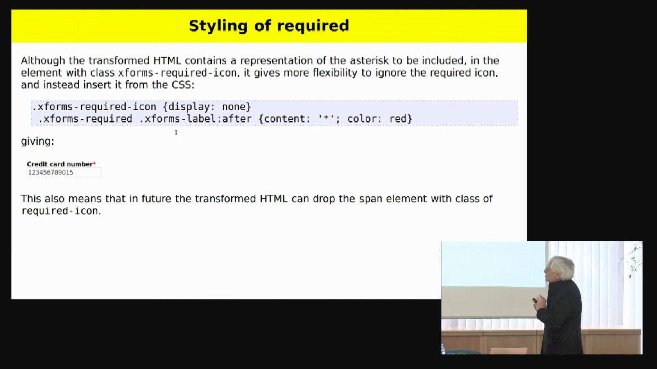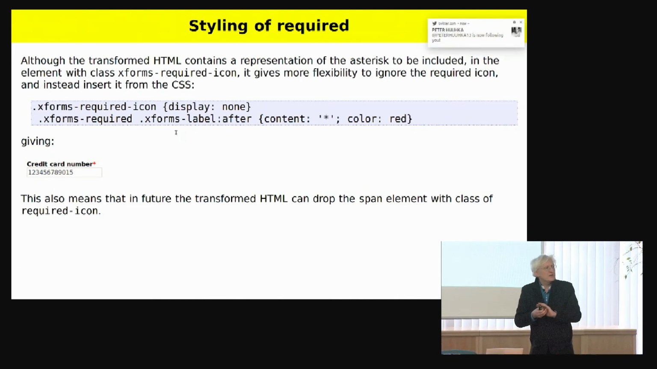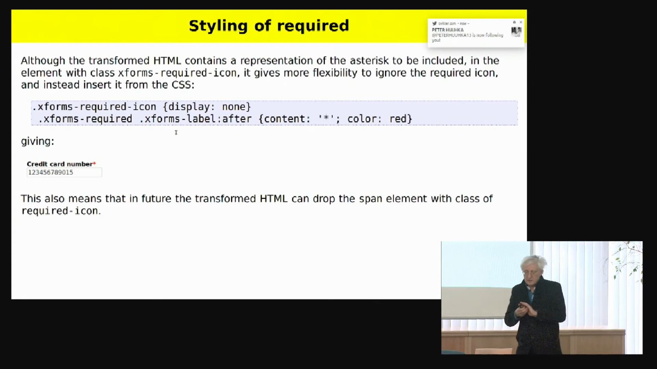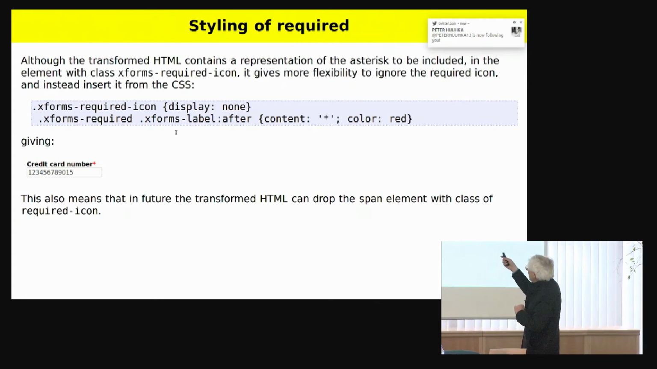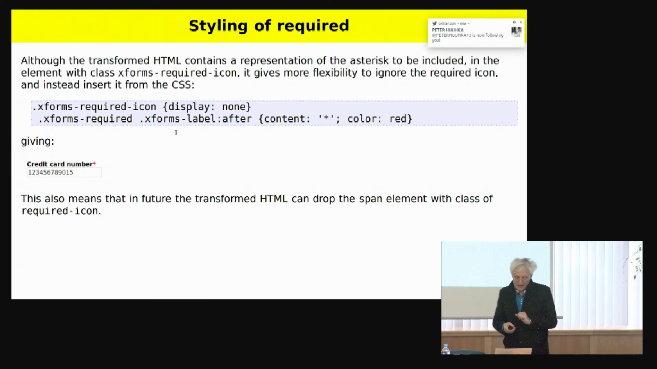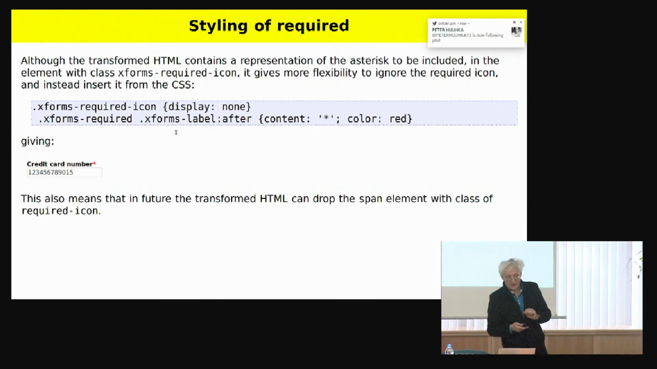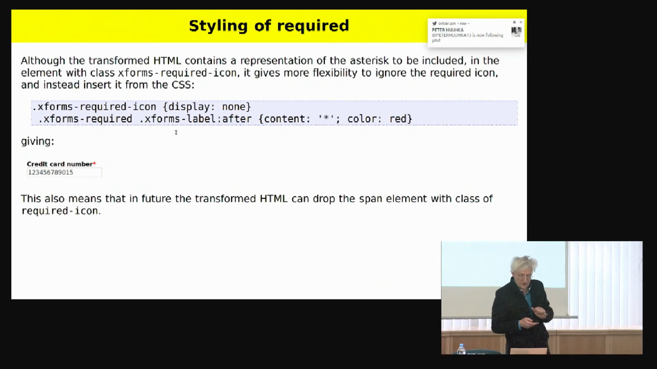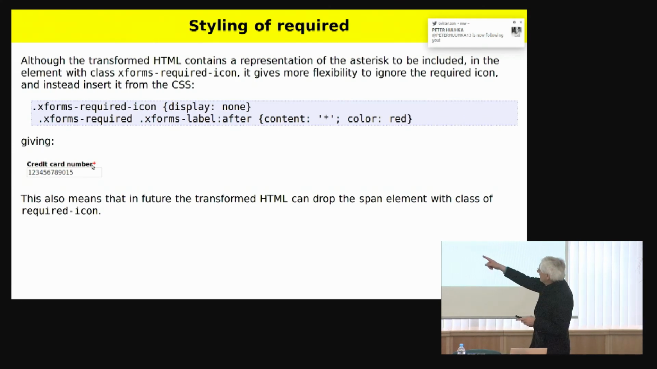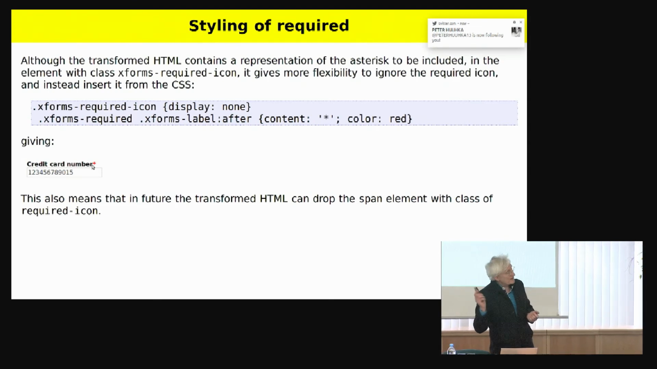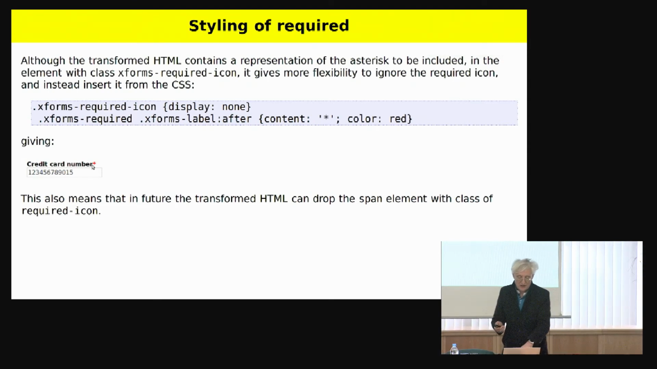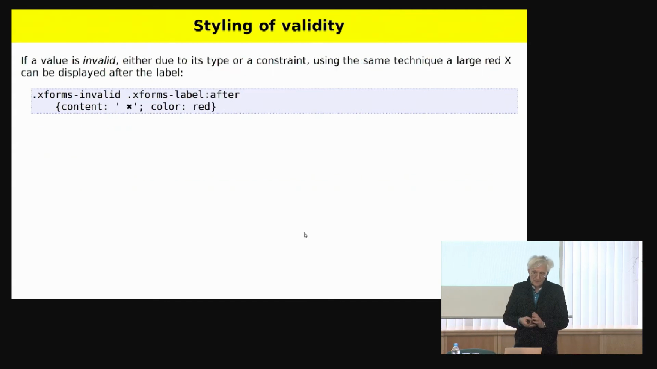Required: we don't actually need an element within the transformation to hold the icon, because CSS allows you to insert content. So we can get rid of that sub-element, and when it becomes required, we just add that asterisk after the label, as in this example here. So that simplifies the future transformed HTML.